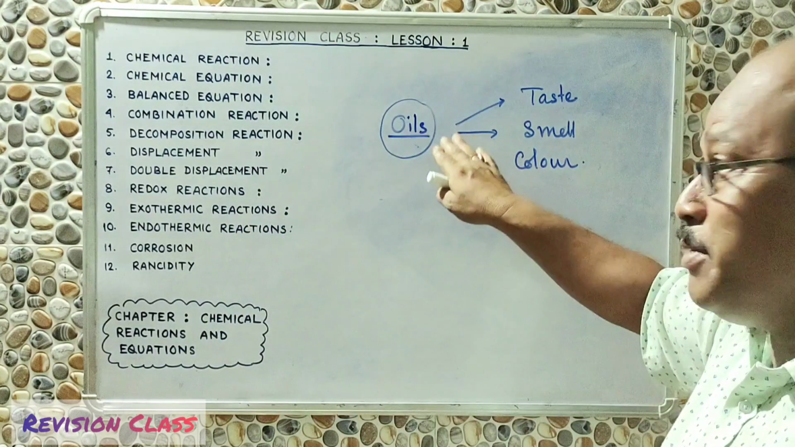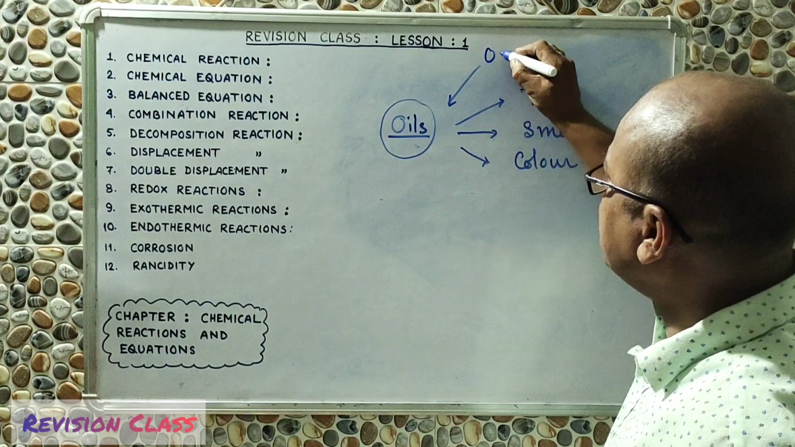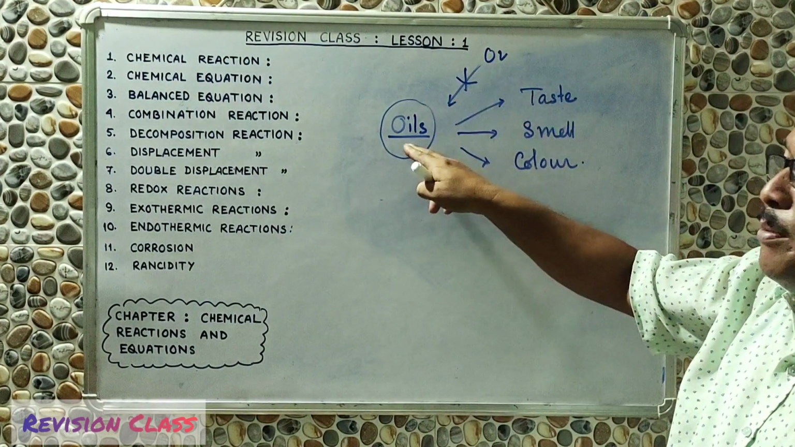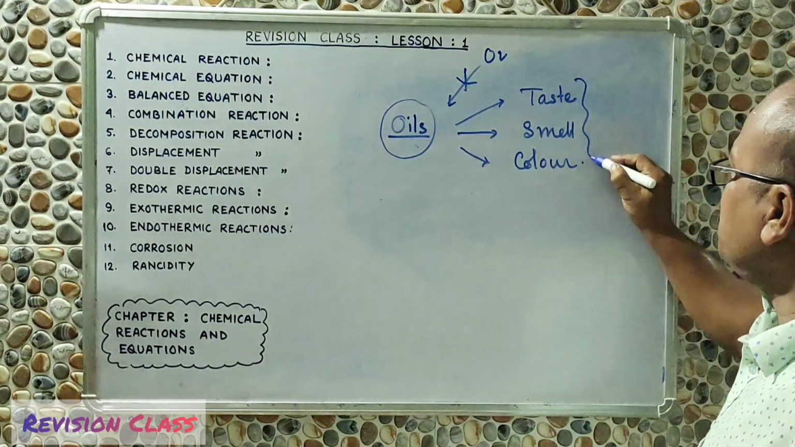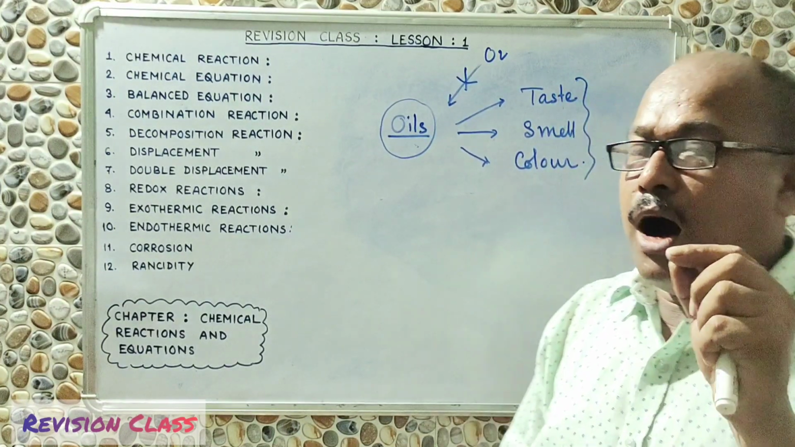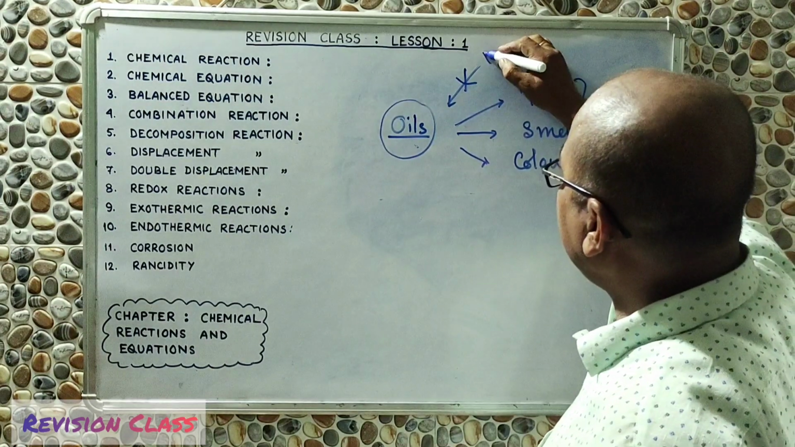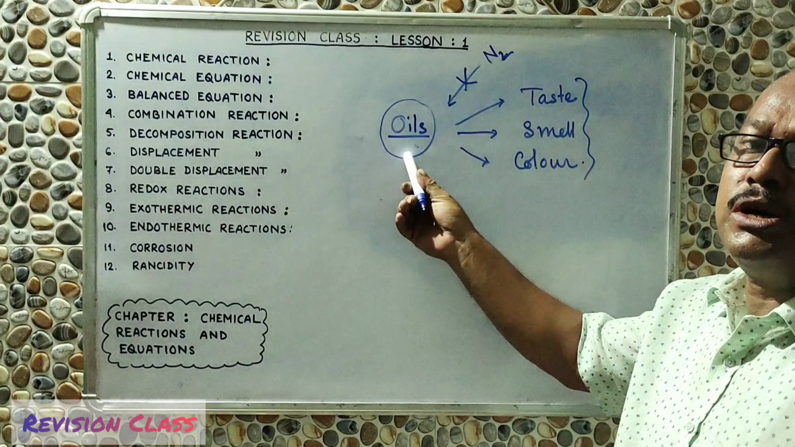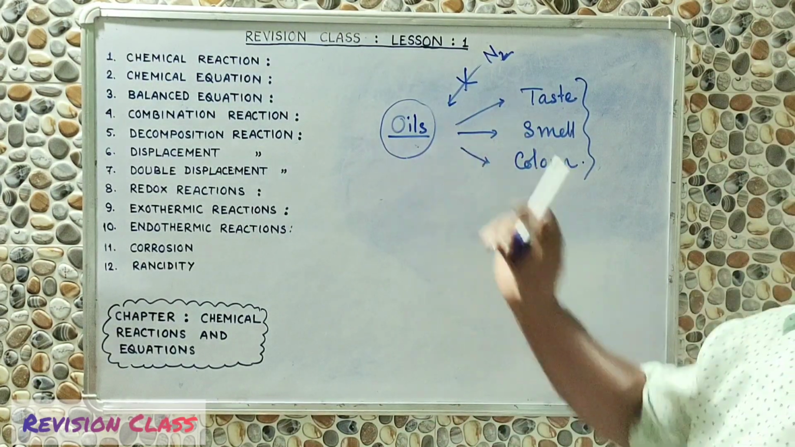So rancidity can be prevented. How? If we can cut the supply of oxygen. That means if we do not allow the oxygen to come in contact with the oil present in the food, then this process will stop. Means the rancidity can be stopped. For example, how do the scientists do it? Instead of oxygen, they can use nitrogen. Because if nitrogen comes in contact with the oil present in the food, the nitrogen cannot change the taste, smell or color of the food.